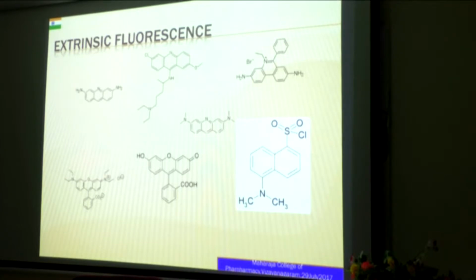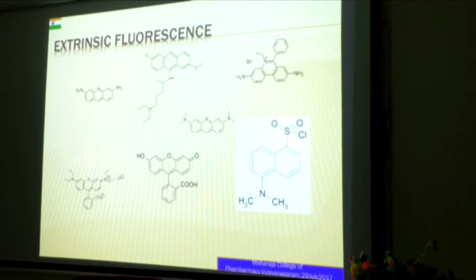These are a few of the things which I told you. This is called ethidium bromide, which complexes with the DNA very strongly, and then you can study the DNA structure and other kinds of things using this ethidium bromide. And these are the acridines, diaminoacridine and methoxychloroacridine derivatives. This is called dansyl chloride. This is also very highly fluorescent. So you can attach this to many drugs and other things, make them fluorescent, and study them.